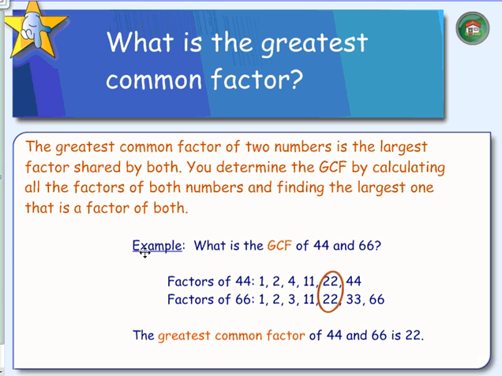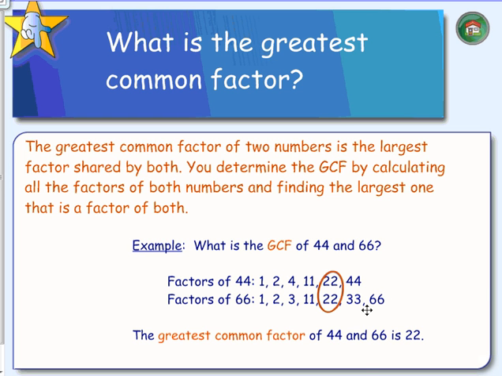All right. So coming off of that, there's something called a greatest common factor. A greatest common factor of two numbers is the largest factor shared by both. You can determine the GCF, as it's often called, by calculating all the factors of both numbers and finding the largest one. So for example, we have the factors of 44, which are 1, 2, 4, 11, 22, and 44. Factors of 66: 1, 2, 3, 11, 22, 33, and 66. Our largest number that they both have in common is 22.